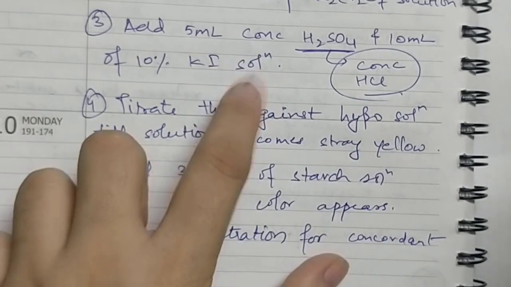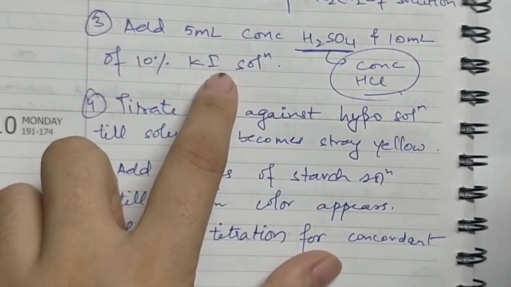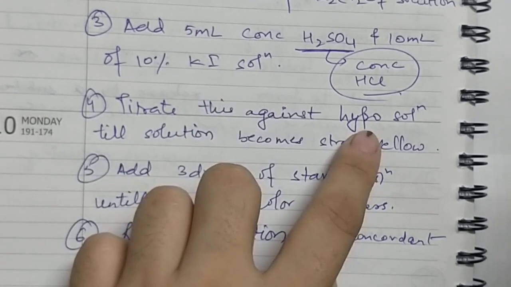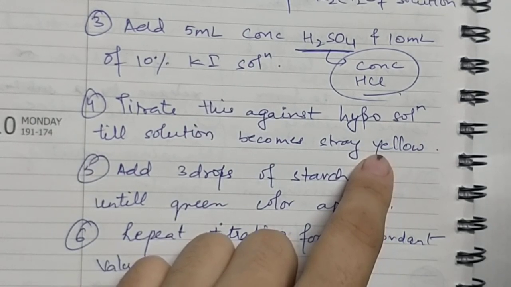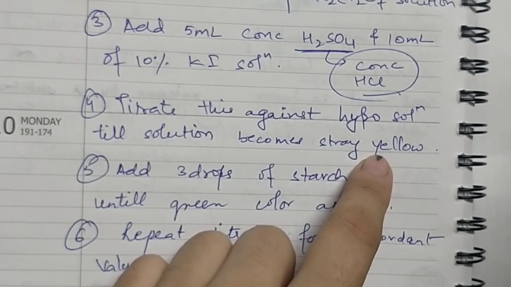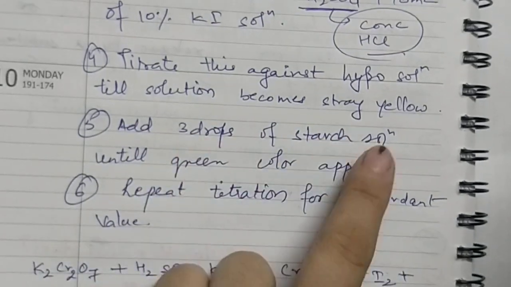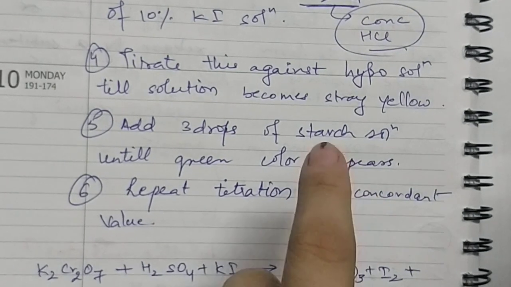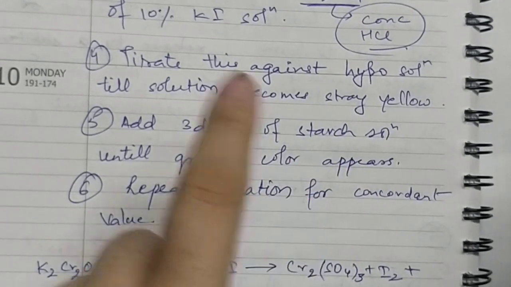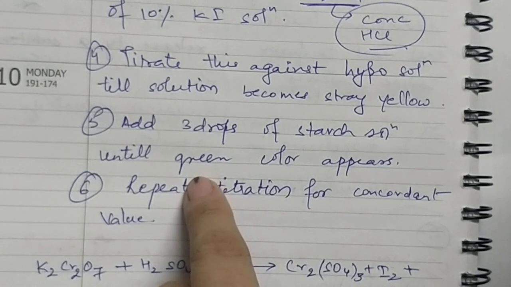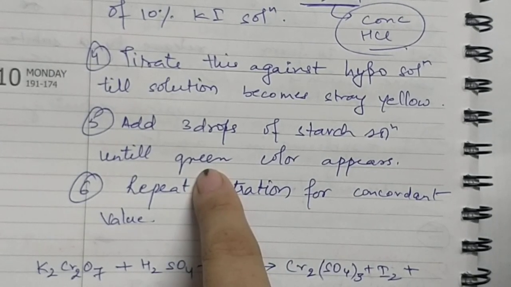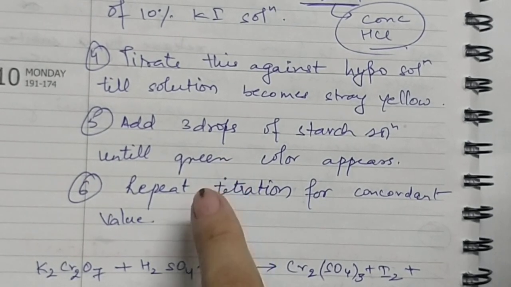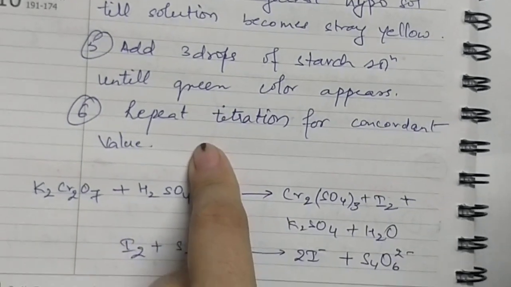So up till this step, your solution will be a lightish brown or dark brown solution. So you will titrate it against the hypo solution and your solution will become yellow. It can be done by adding a few drops only. After this, you will add 3 drops of starch solution until the solution's green color appears. So the end point in this titration will be blue to green, a lightish green color. That is because of the chromium ions, Cr3+ ions, that are formed in the course of the reaction. You will repeat this titration for concordant values.